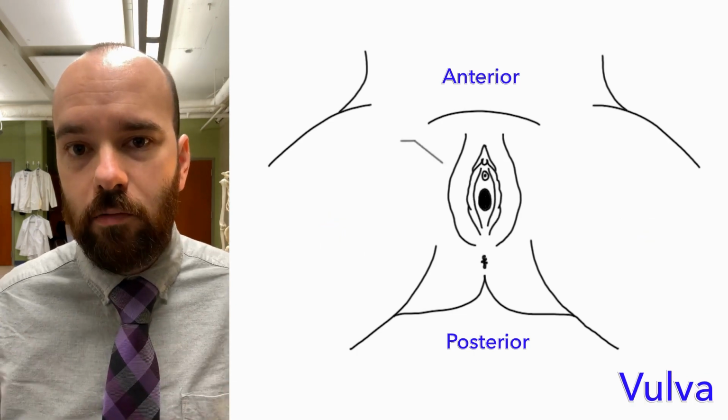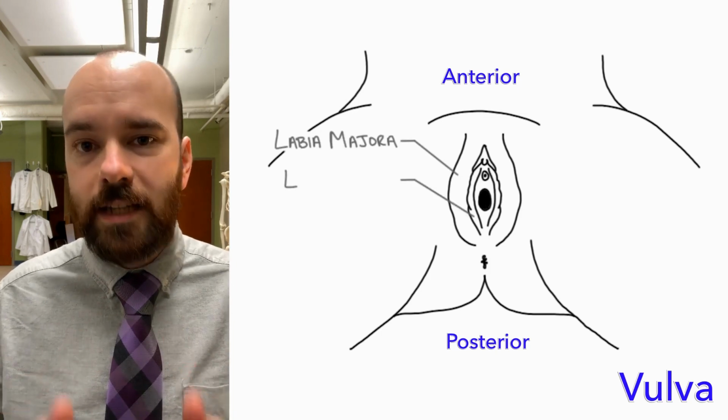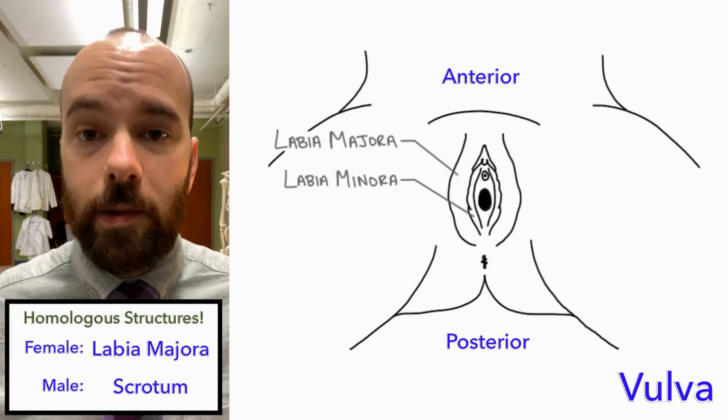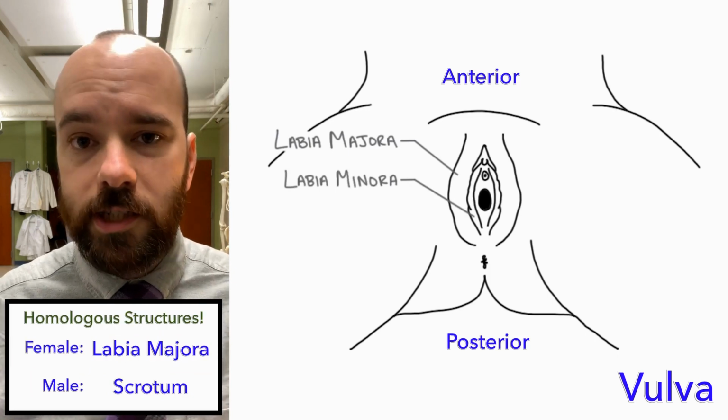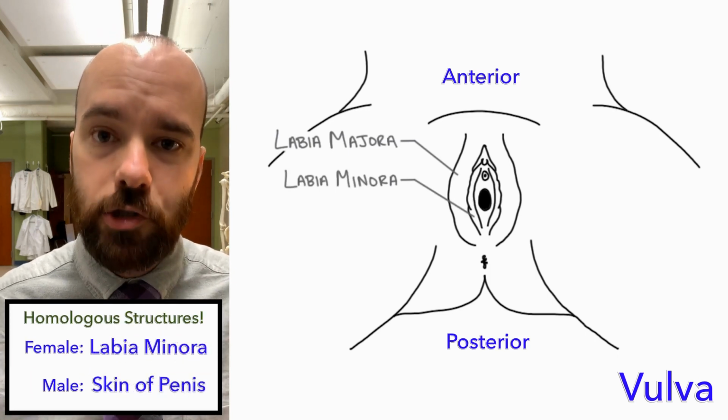Starting with the outside here, we have the labia majora, and inside of that we have the labia minora. The labia majora are larger skin folds that are often covered with hair, and inside of that are smaller skin folds called the labia minora, which are usually smooth and hairless.